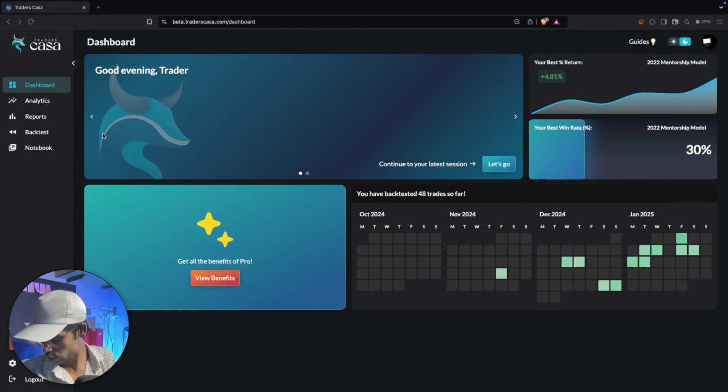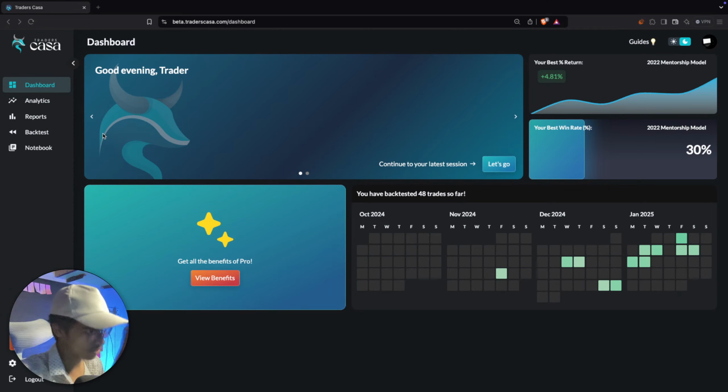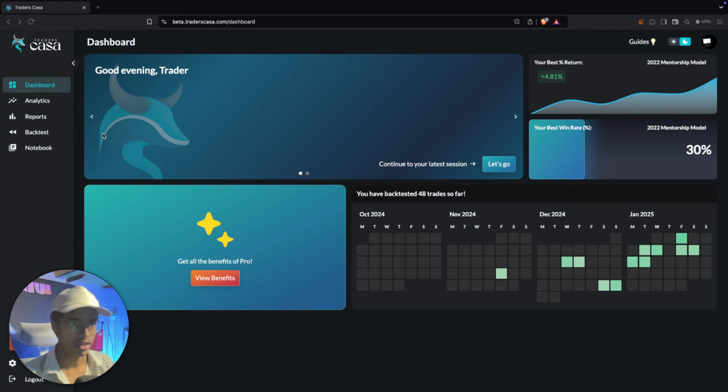This is going to be around day 7, and we are going to backtest. We are right now 4.81% up on our total strategy. I am using the 2022 mentorship model, and my best win rate is only 30%. It is because I am targeting higher risk rewards. I'll see if I should change this or keep it the same, or whether I should be able to identify the wrong trades. Now let's go on.